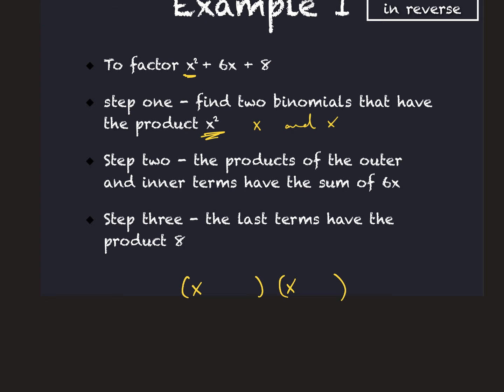Can you explain what a trinomial and a binomial is? A trinomial is 3 terms, binomial is 2. So for the trinomial, we have 1, 2, 3 terms. And then binomials are going to have 2 terms and 2 terms.